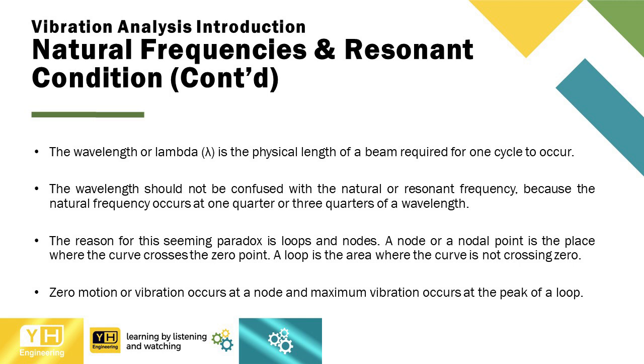A node or a nodal point is the place where the curve crosses the 0 point. A loop is the area where the curve is not crossing 0. Zero motion or vibration occurs at a node, and maximum vibration occurs at the peak of a loop.